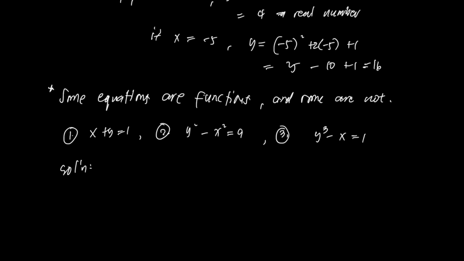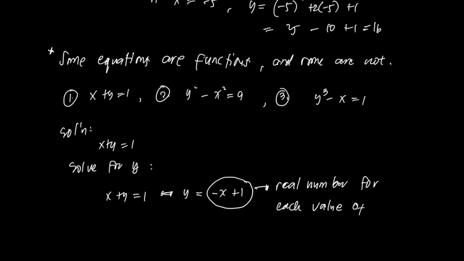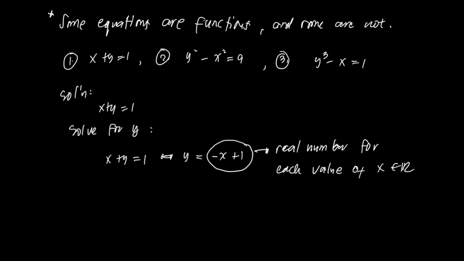So we have solution. To determine whether an equation is a function, let's solve for y. So first, for the x plus y equals 1. First, solve for y. By applying the addition property of equality, we have y is equal to negative x plus 1. Note that this is a real number for each value of x, which is also a real number. And that value is unique for each value of x. So therefore, this one is a function.